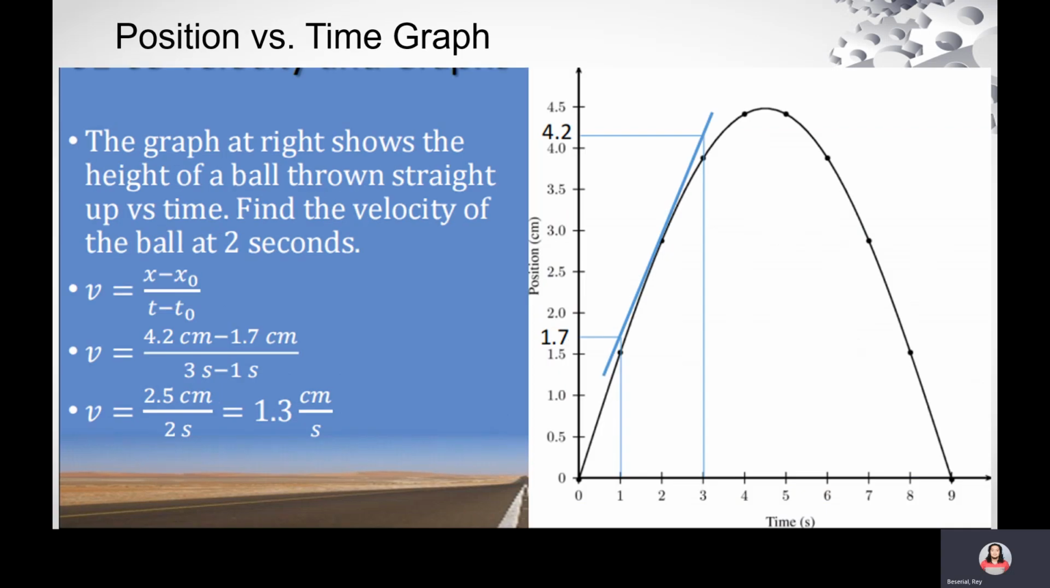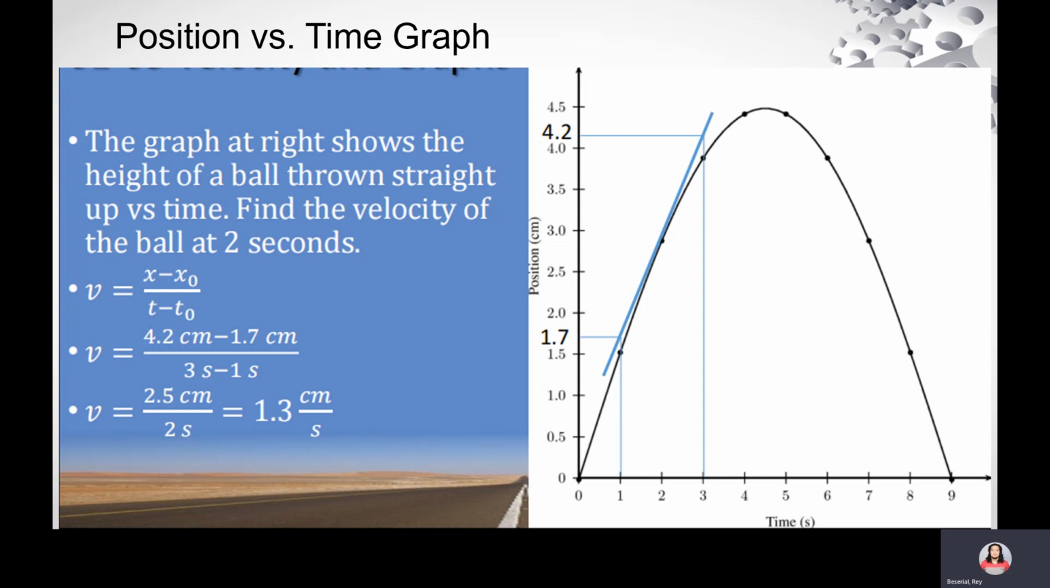So here meron tayo dito sample problem. So the graph at the right shows the height of a ball thrown straight up versus time. Find the velocity of the ball at 2 seconds. So yung ating formula again para sa velocity is yung delta x over delta t. So yung delta x again is final position minus initial position.